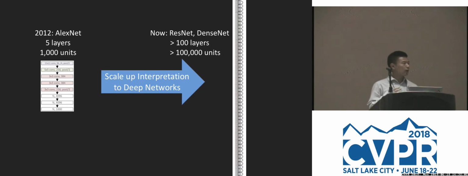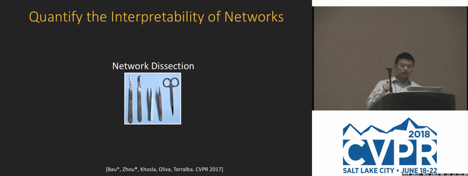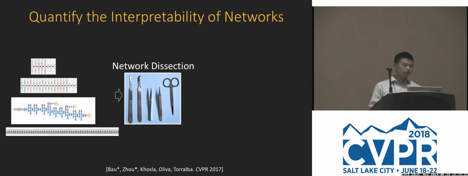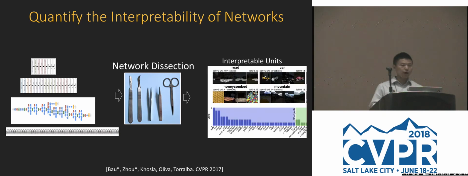So we need to come up with some automation to scale up the interpretation to deeper networks. At CVPR last year, we proposed a technique called network dissection. Basically, it's a general framework to quantify the interpretability of networks. You can consider this as a toolkit. You can throw any kind of network trained for visual recognition inside, then network dissection will help you identify the interpretable units. It also helps you evaluate the interpretability of some layers of the network.